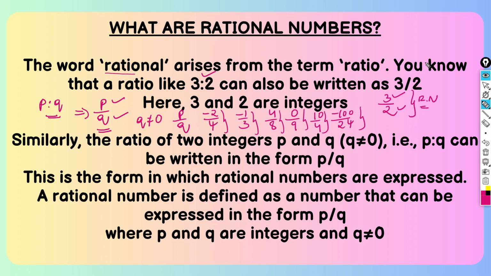If we take any ratio where Q is 0, like for example -2 by 0, this is undefined, because any number by 0 is undefined. 100 by 0, undefined. 99 by 0, undefined. Hence, only those ratios P by Q, where P and Q are integers and Q is not equal to 0, are rational numbers. Now we'll see what are the different forms of rational numbers.